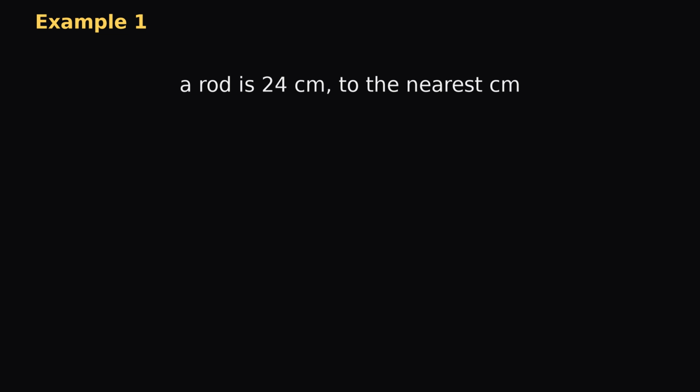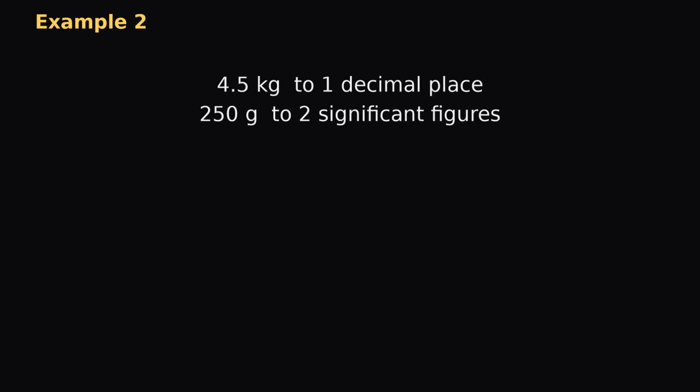Example 1. A rod is 24 centimeters to the nearest centimeter. Find the bounds. The unit is 1, so it's plus or minus 0.5. The length is at least 23.5 and less than 24.5. Example 2. Other precisions. A mass is 4.5 kilograms to 1 decimal place. The unit is 0.1, so halve it, plus or minus 0.05. 4.45 up to 4.55.